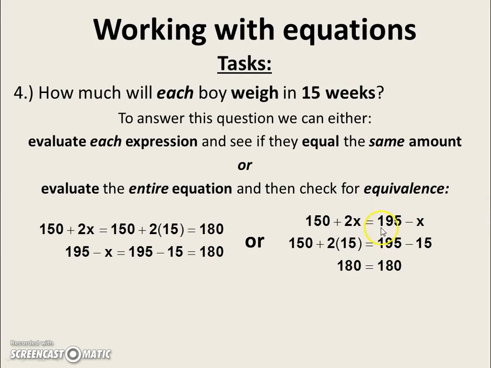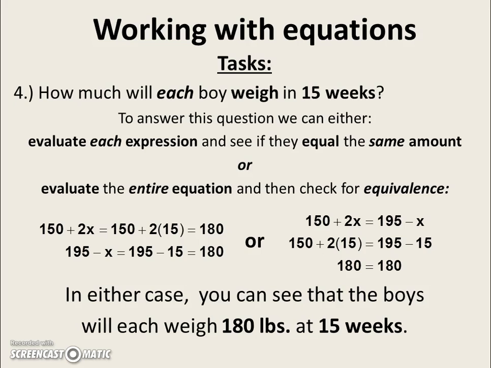Or we can evaluate our equation. So 150 plus 2x equals 195 minus x was our equation. Now all we got to do is substitute and evaluate. Wherever we see an x, it's now 15, because that's what we found, 15 weeks. So 150 plus 2 times 15 is 180. 195 minus 15 is also 180. So you can see this is a much easier way to see that the equation is true. 180 equals 180, so we have a true equation here. In either case, you can see the boys will each weigh 180 pounds at 15 weeks.